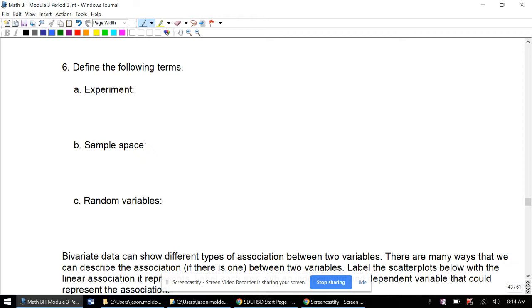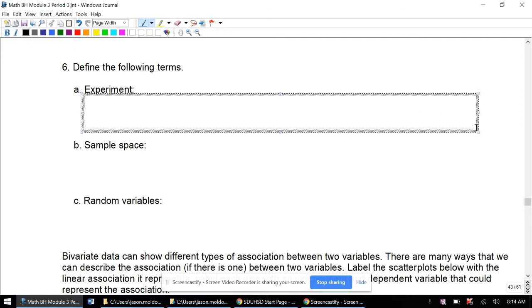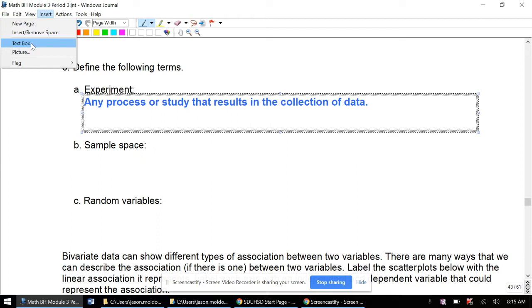Number 6, define the following terms. Experiment. This would be any process or study that results in the collection of data. Any process or study that results in the collection of data.